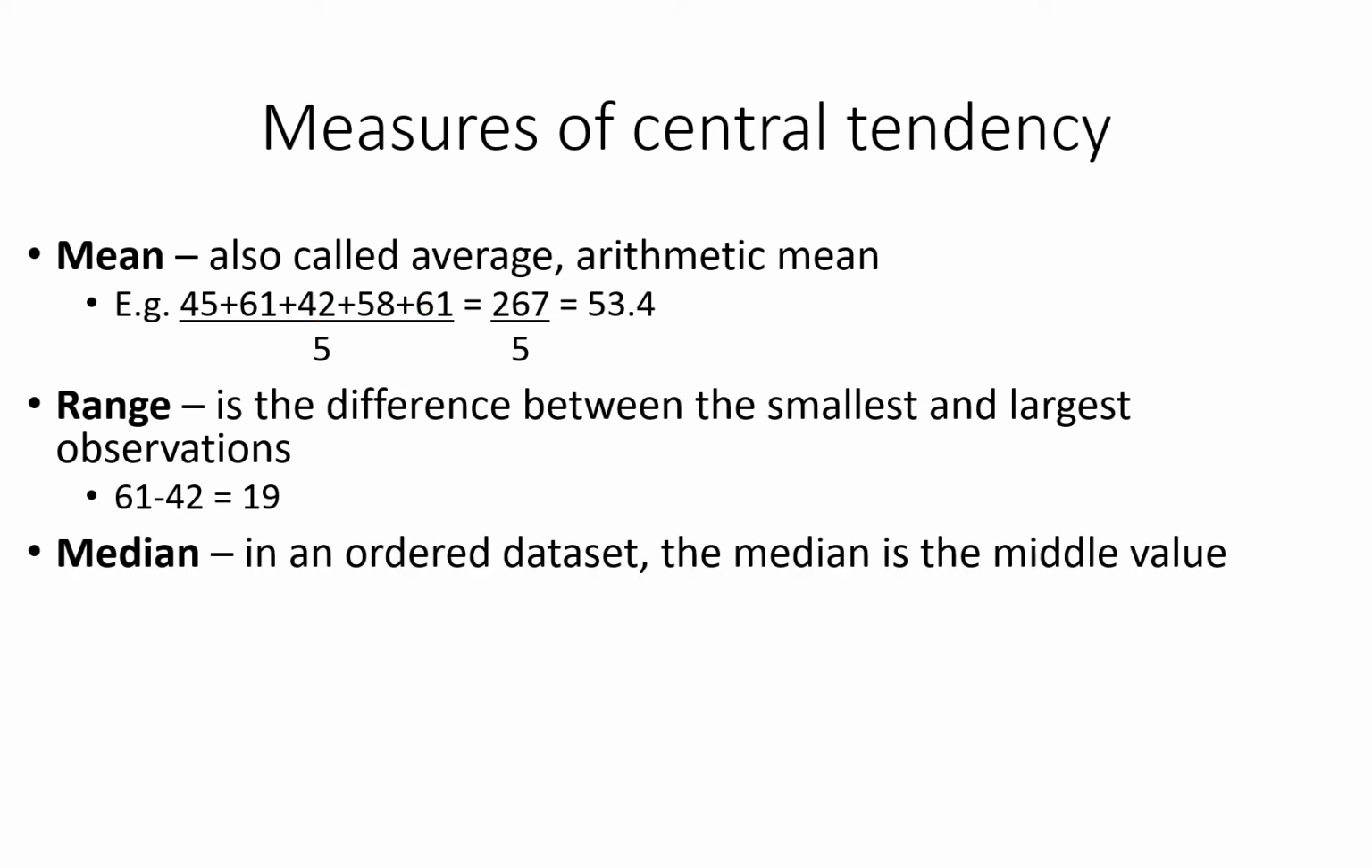Median is the middle value. In an ordered data set, the median is the middle value. So if the deer weights were organized from the smallest to the largest, you have 40, 42, 45, 58, 61, and 61. Your middle value is 58, which is your median.